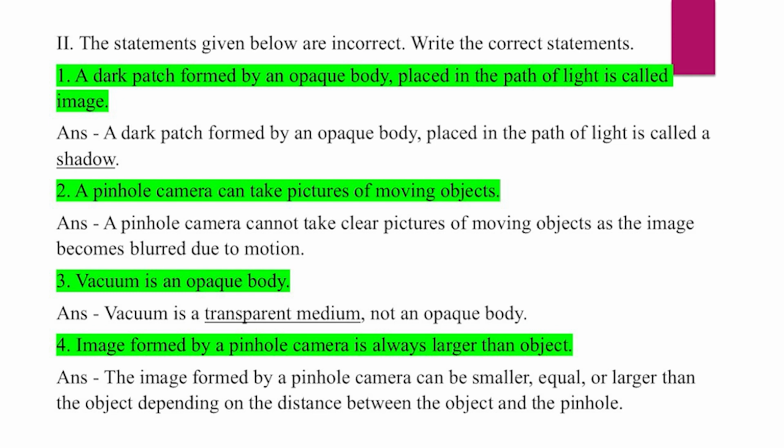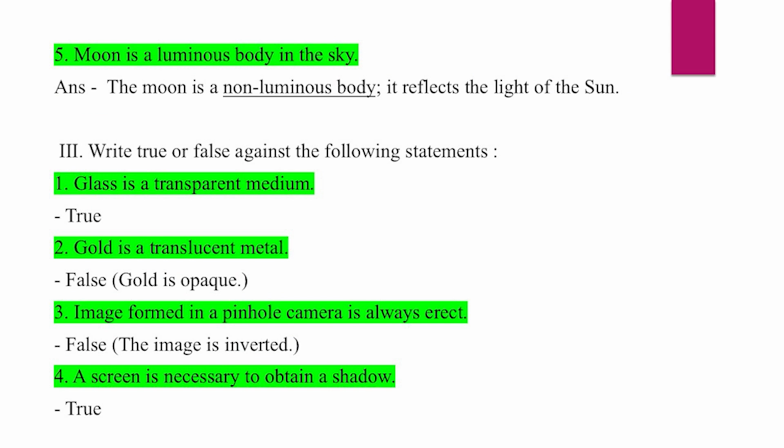3. Vacuum is an opaque body. Answer: vacuum is a transparent medium, not an opaque body. 4. Image formed by a pinhole camera is always larger than object. Answer: the image formed by a pinhole camera can be smaller, equal, or larger than the object depending on the distance between the object and the pinhole. 5. Moon is a luminous body in the sky. Answer: the moon is a non-luminous body. It reflects the light of the sun.